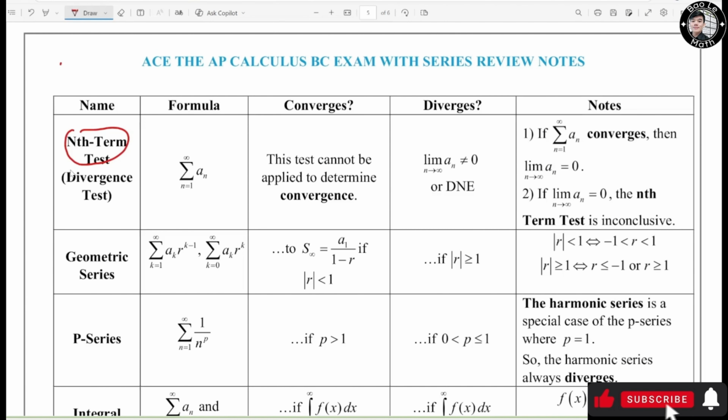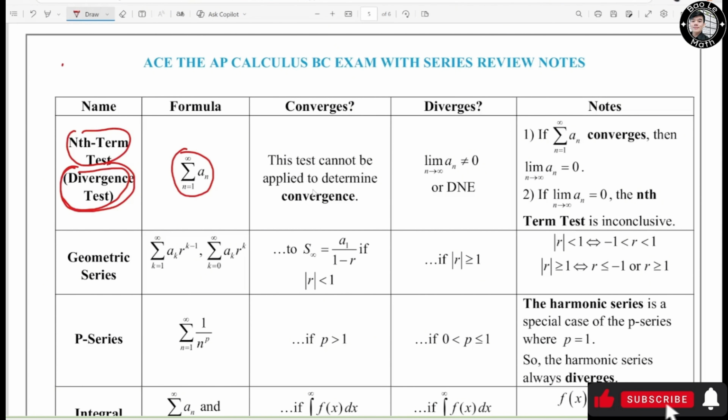Another name of the nth-Term test is Divergence test. The formula is going to be series a sub n. This test cannot be applied to determine convergence. Now the series a sub n diverges when the limit of a sub n when n approaches infinity is not equal to 0 or does not exist.